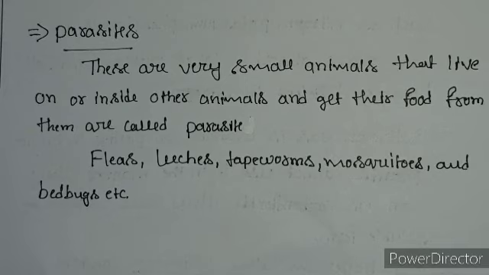So the animals that we classified based on food habits are herbivores, carnivores, omnivores, scavengers and parasites.